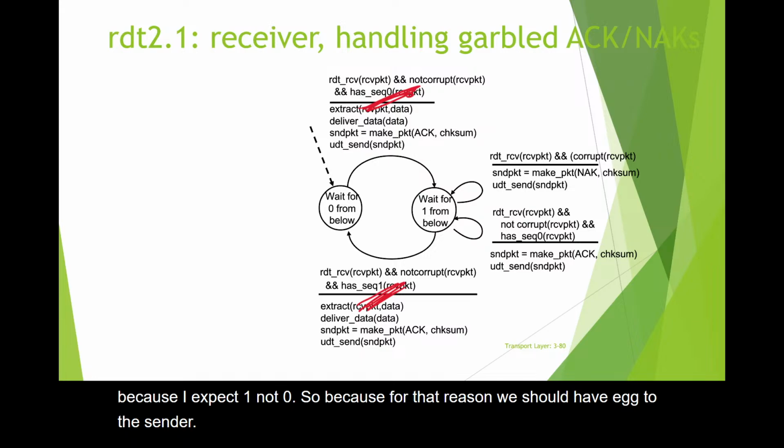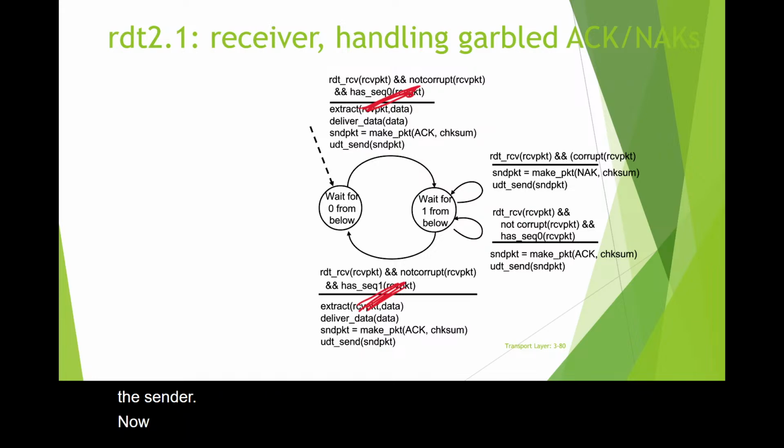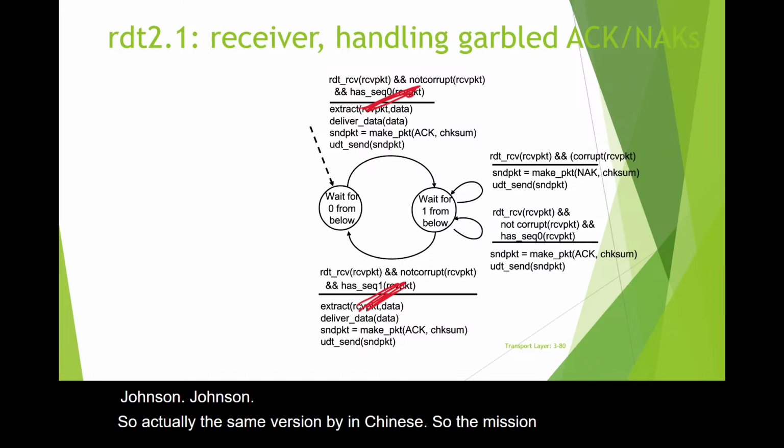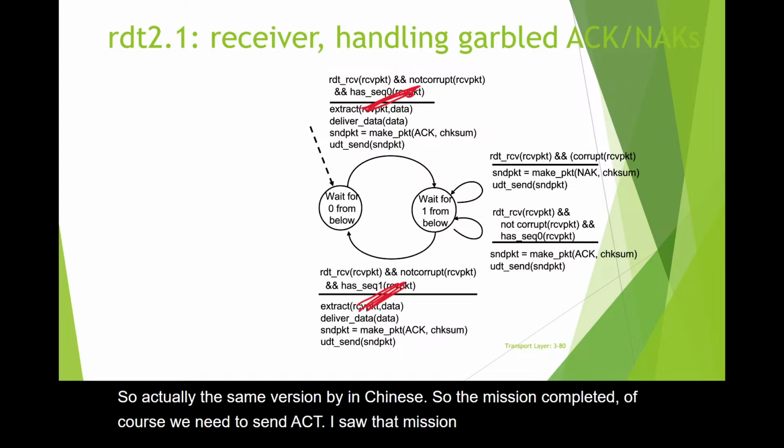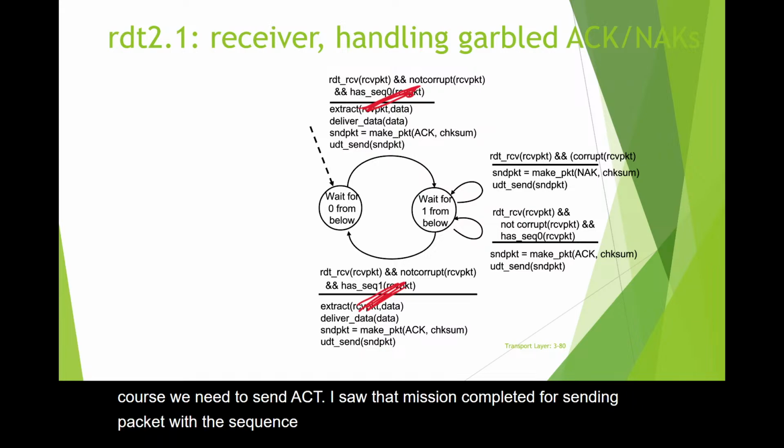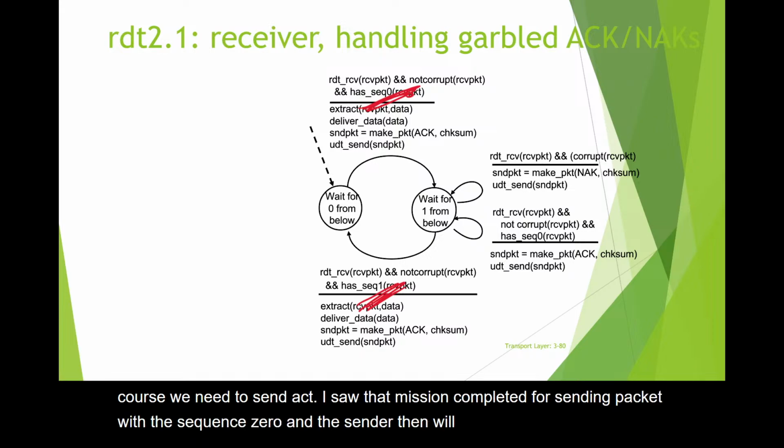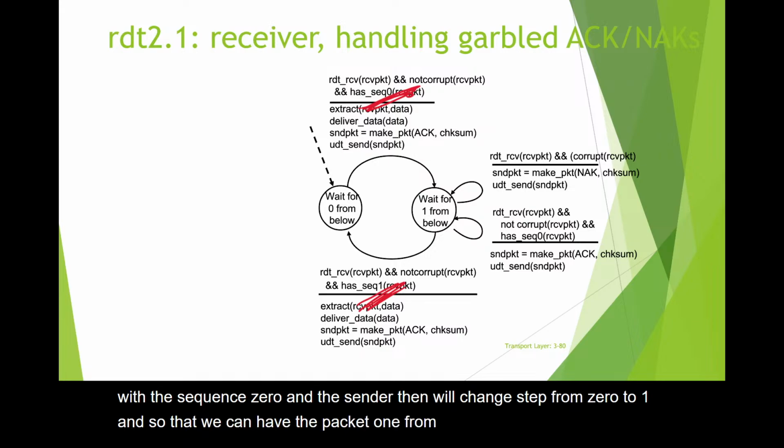那我这边用中文讲一下。我收到0，我既然送 ACK 给 sender，为什么？要叫 sender 说任务完成，请移到下一个去处理，就这样子。Actually the same version, but in Chinese. So the mission completed. Of course, we need to send ACK. I saw that mission completed for sending packet with sequence 0. And the sender then will change state from 0 to 1, so that we can have packet 1 from the sender. That's it.